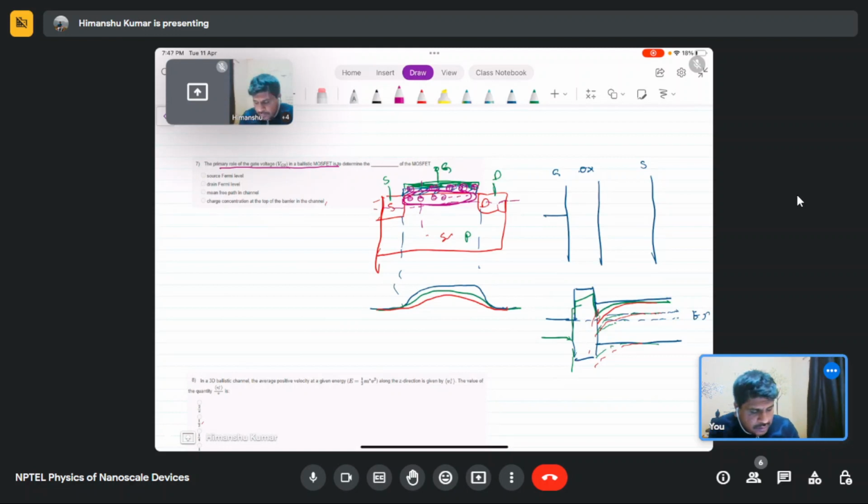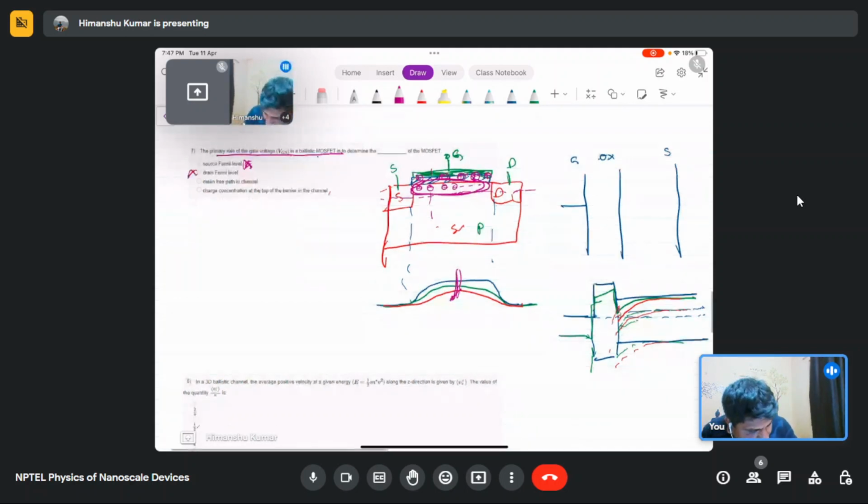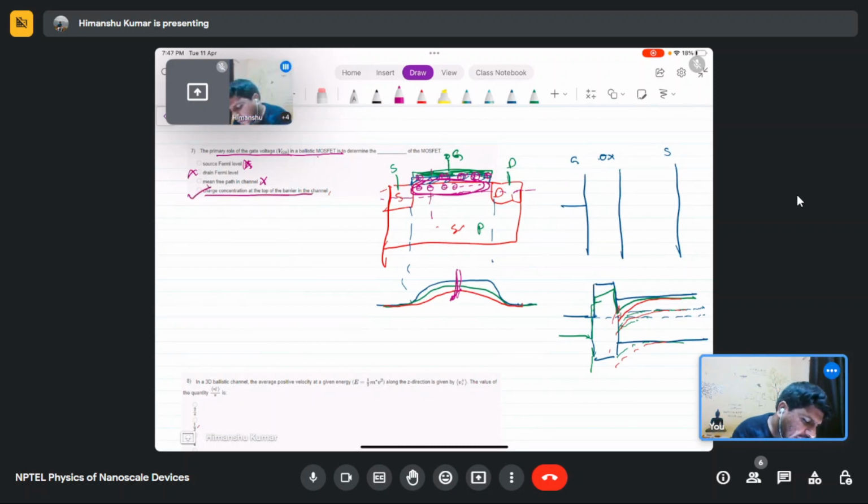So the primary role of the gate voltage is to determine the source Fermi level. That is wrong. The source Fermi level is not controlled by the gate voltage; it is the channel surface potential that is controlled. Neither the drain Fermi level nor the mean free path in the channel. Only the correct option is the charge concentration at the top of the barrier in the channel. So the correct answer will be the fourth one.